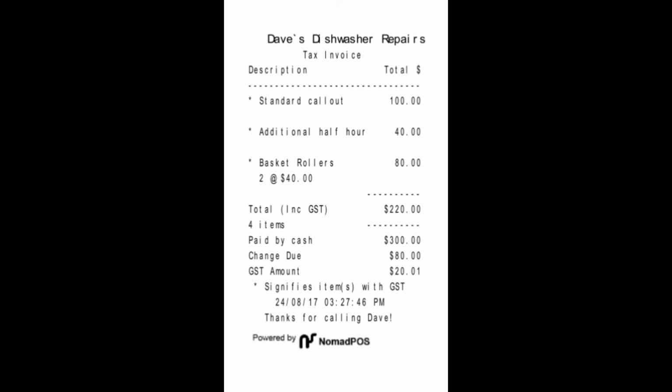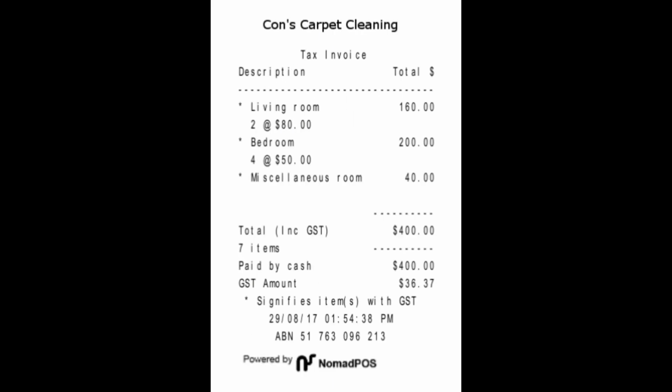So this example for Dave's dishwasher repairs uses an hourly rate approach to creating products. An alternative to this is a set fee per service. Here's an example for a carpet cleaner. You'll notice in this one, they've charged a set fee per room type. They have one product for living areas, so on this receipt there's two at $80, another product for bedrooms at $50, and a third zero price product for a miscellaneous room.